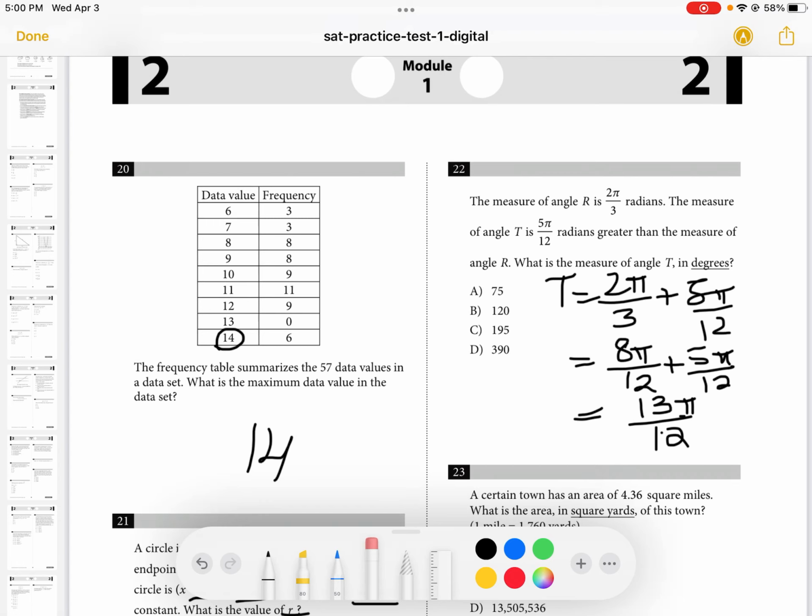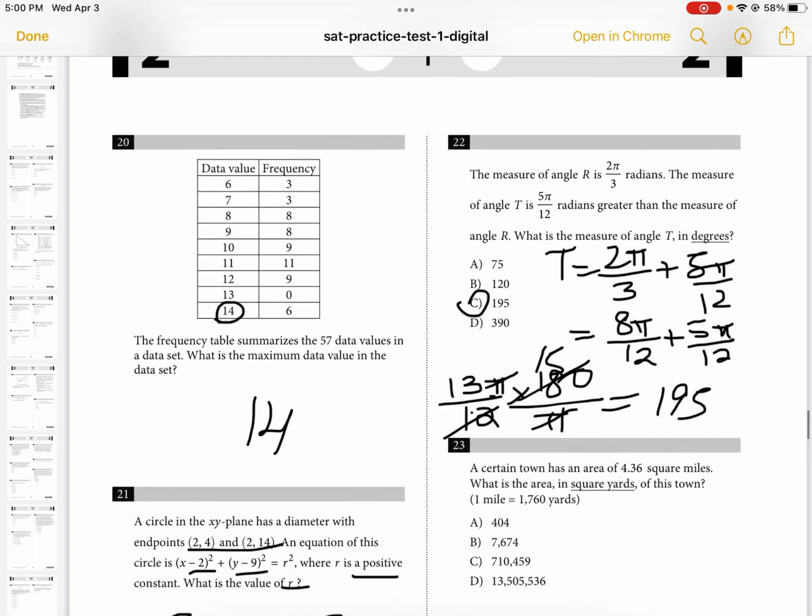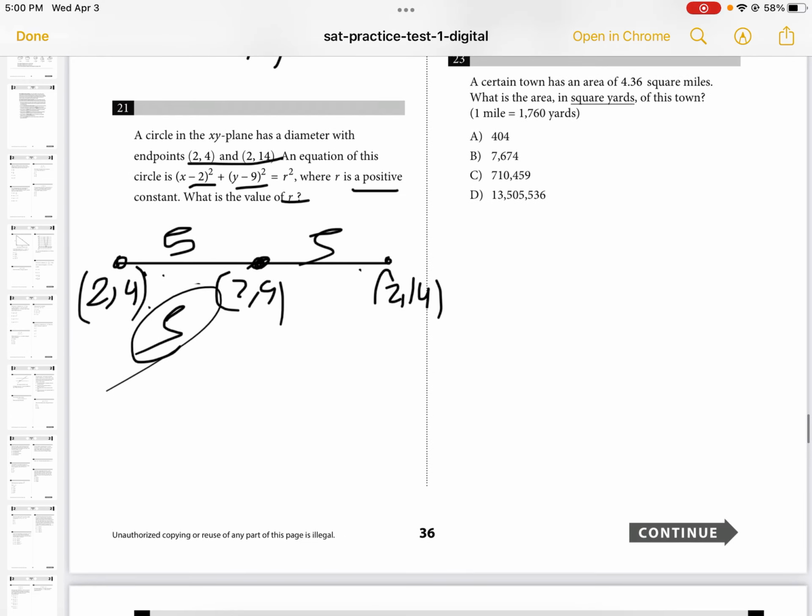Right. We have our angle in radians. Now to convert from radians to degrees, we multiply by 180 over pi. So the pi's cancel. 180 divided by 12 is 15. So our angle measurement is 13 times 15, which is 195. That's C. On to the next question.